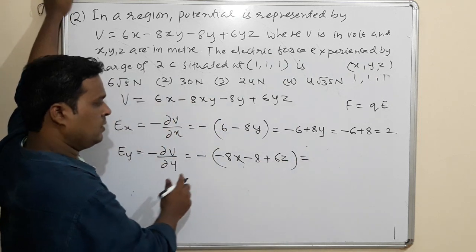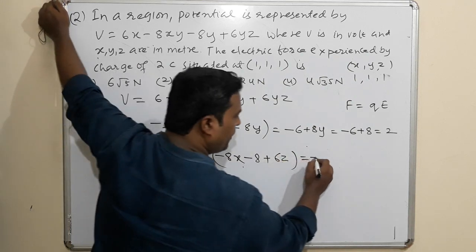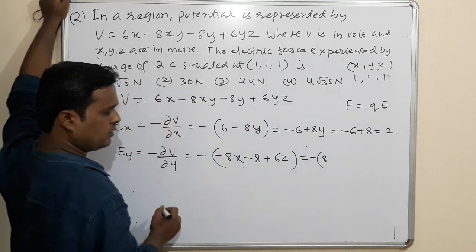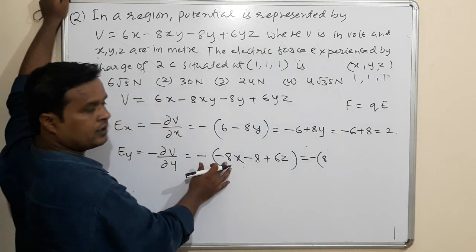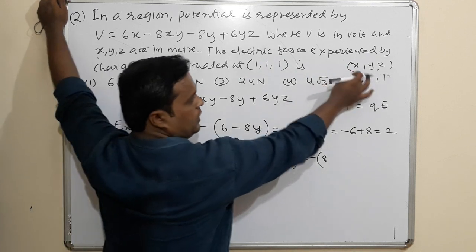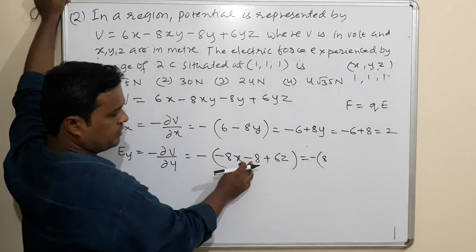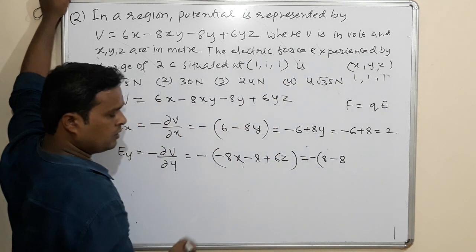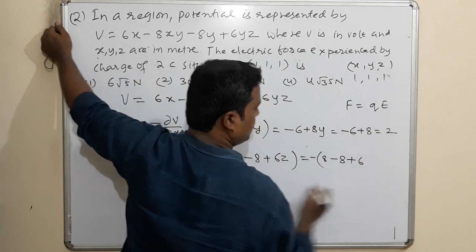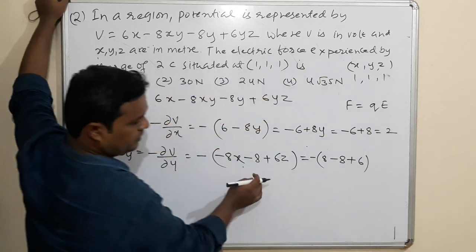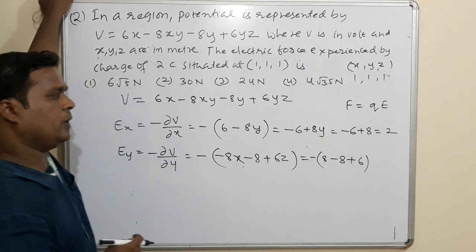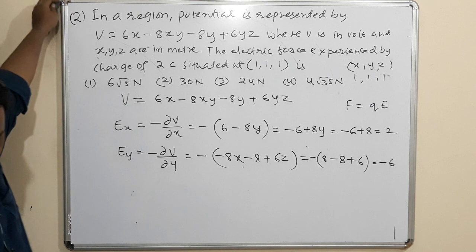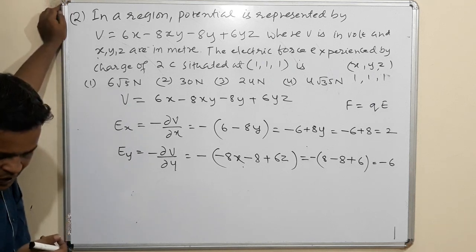Differentiation of y with respect to y is 1. Then you take this. This will be minus of 8 into 1. Follow this? 8 into 1 because x value is 1. This is minus 8. Again this is minus 8. Then this will be plus 6. If I take 8 minus 8 plus 6, overall it is minus 6. Okay? And this is Ey.